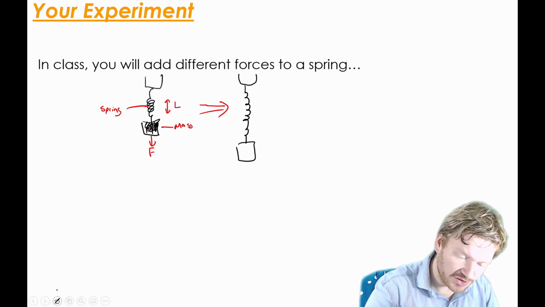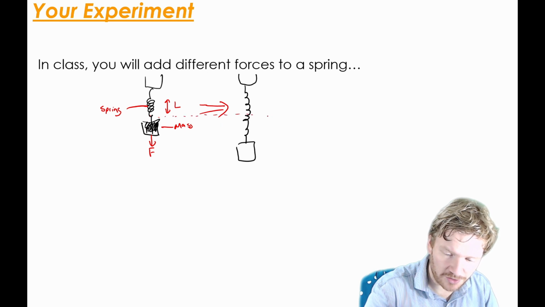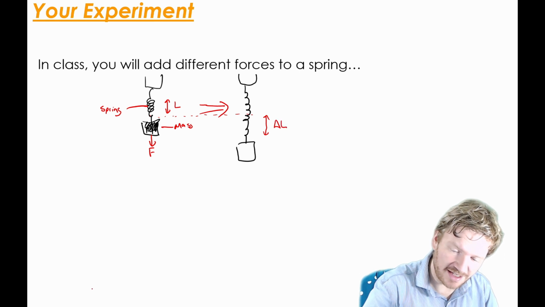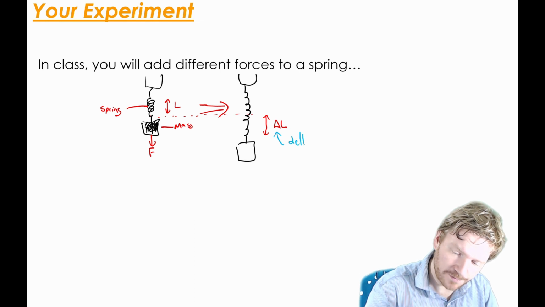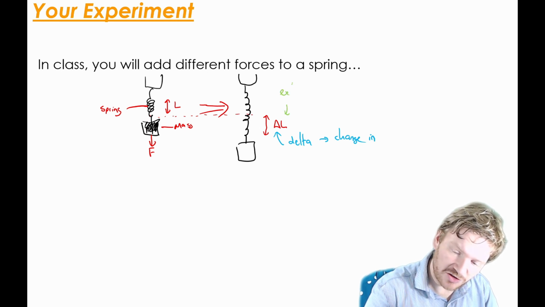What you'll be interested in is the increase in length. So if this was my original length, now it's got longer, and we're going to call that delta L. That funny little triangle symbol is called a delta. It's a Greek letter, and it means change in. So you're going to measure the change in length, or delta L. We call delta L an extension. It's just a measure of how much longer my spring has got.